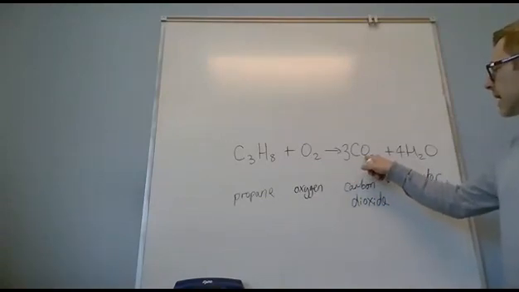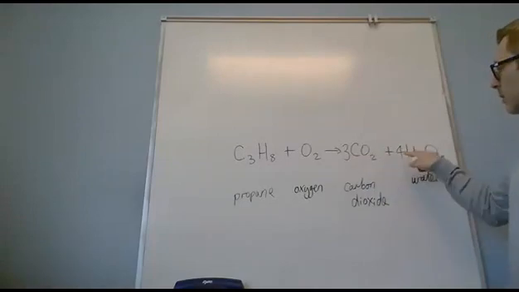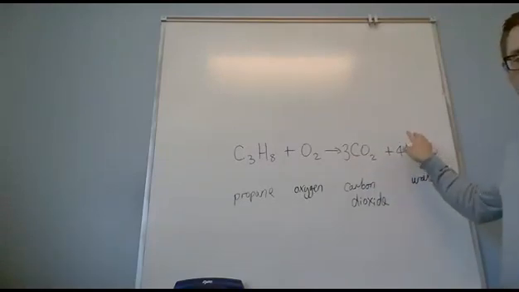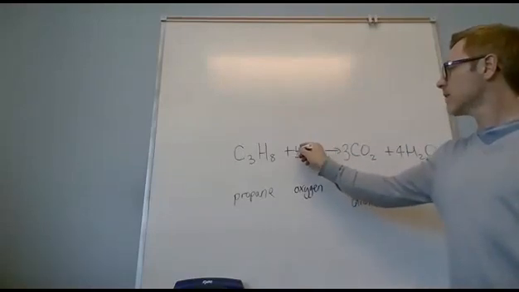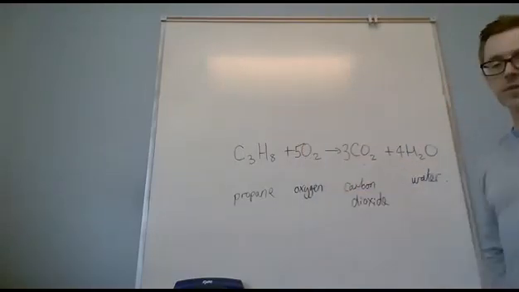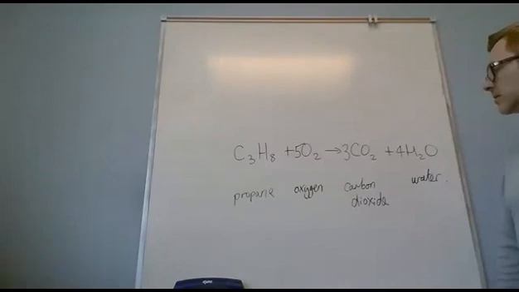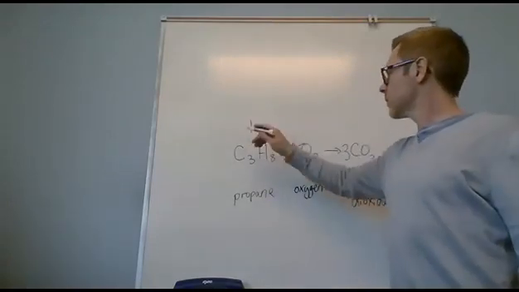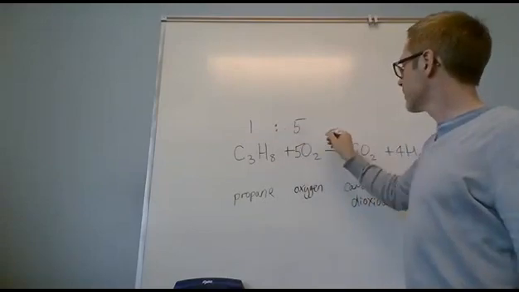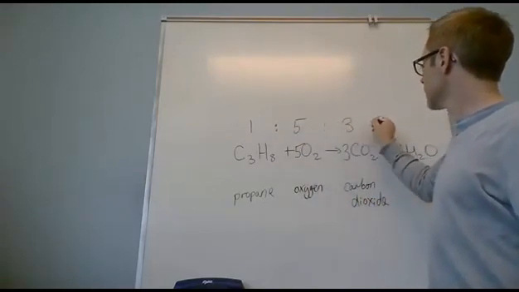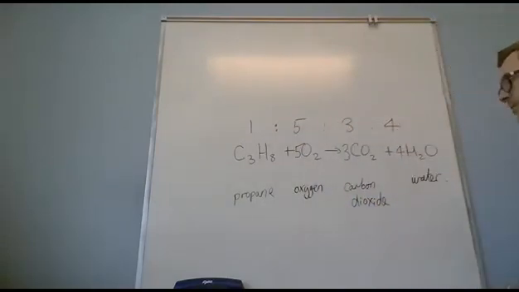This 3 impacted that oxygen. So you actually have 6 oxygen plus 4 over here, so you have 10 oxygen total on the right. So we have to go back and put a coefficient 5 here to give 10 oxygen on the left also. So this would exist if you reacted it in a 1 to 5 to 3 to 4 mole ratio.